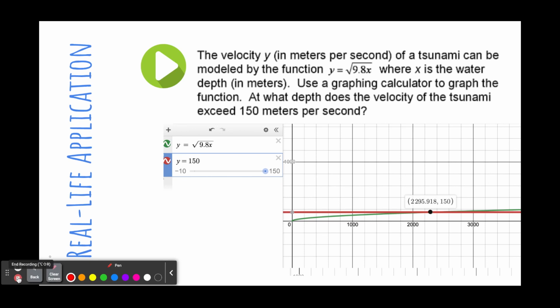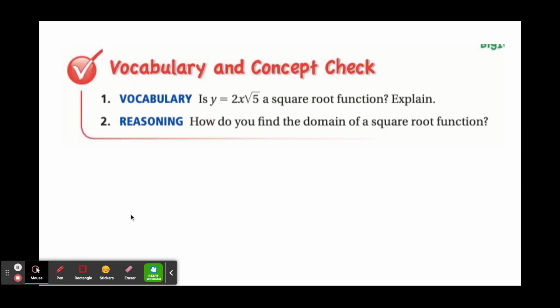Okay, and let's go ahead and see the next slide, which is the vocabulary and concept check. So you know what to do. Complete sentences. You are mathematicians communicating mathematically. Let me know which one you're going to be responding to, and then do so.